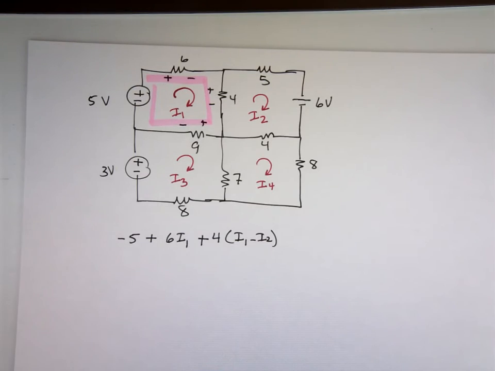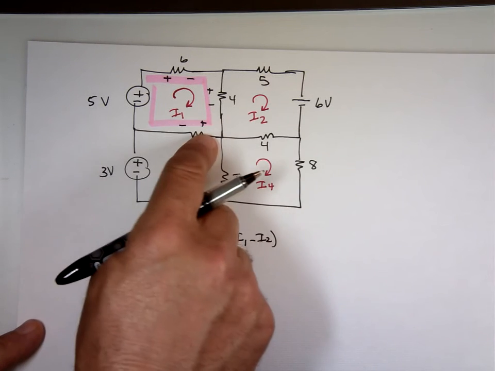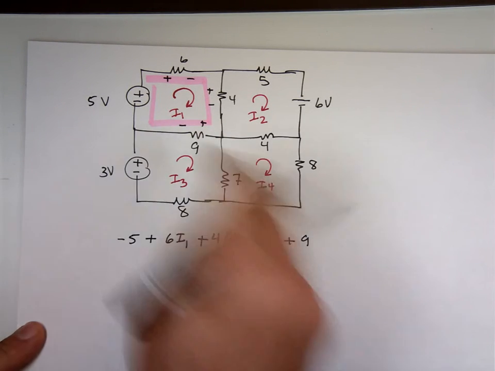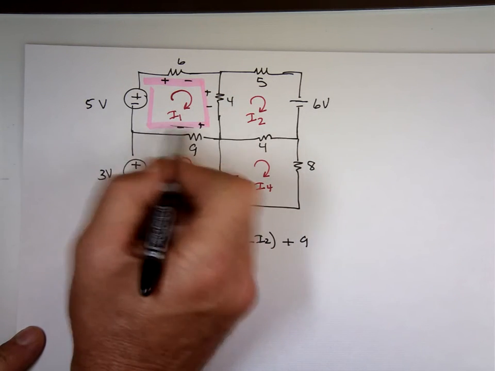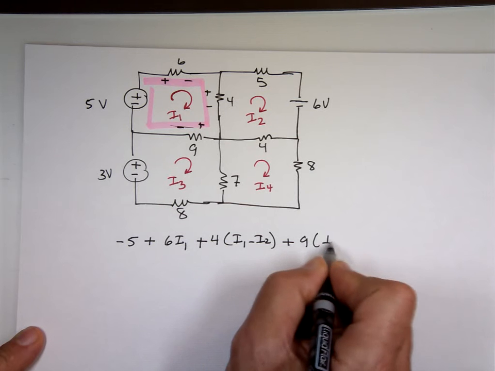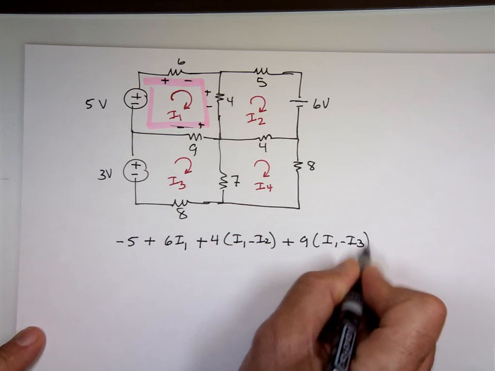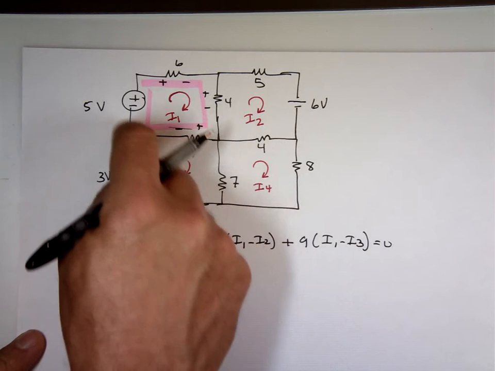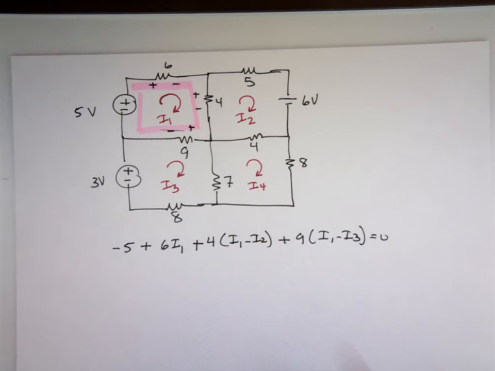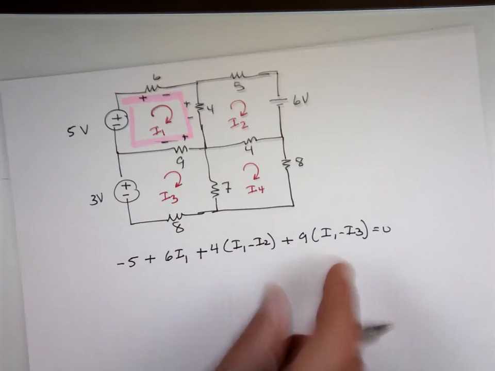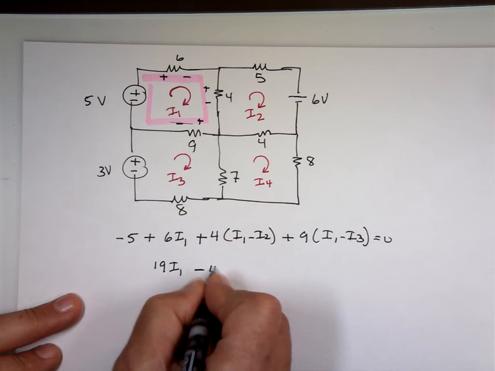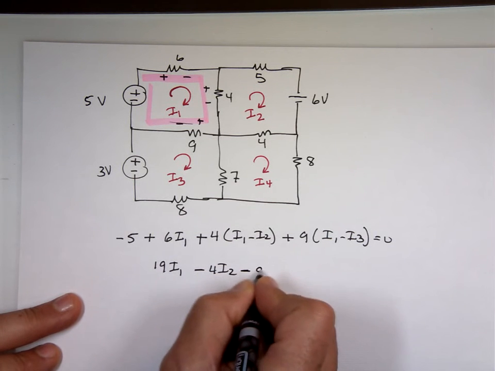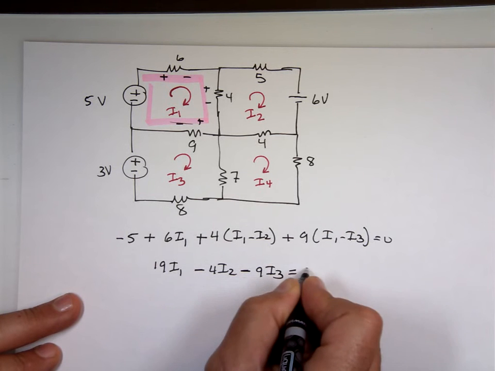Let's continue. Plus 9, notice I'm going to the left. What's the current going this way, to the left? It's I sub 1 minus I sub 3. And now I completed my closed loop right there. That should equal 0. 6, 4, 10, 19. So you clean that: 19 I sub 1 minus 4 I sub 2 minus 9 I sub 3 equals 5. That's one equation.